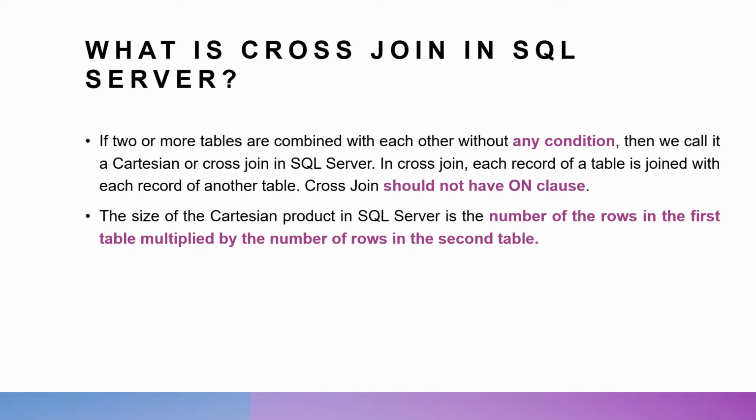So how many records will you get? If you have 6 records in one table and 4 records in the other table, you are joining each record of one table with each record of another table. So you will have a total of 6 into 4, which is equal to 24 records. So if you have a requirement where each record of one table should be joined with each record of another table, then you will use cross join. Okay, it's simple. So that is the introduction of cross join and how it is used and when you will use it.